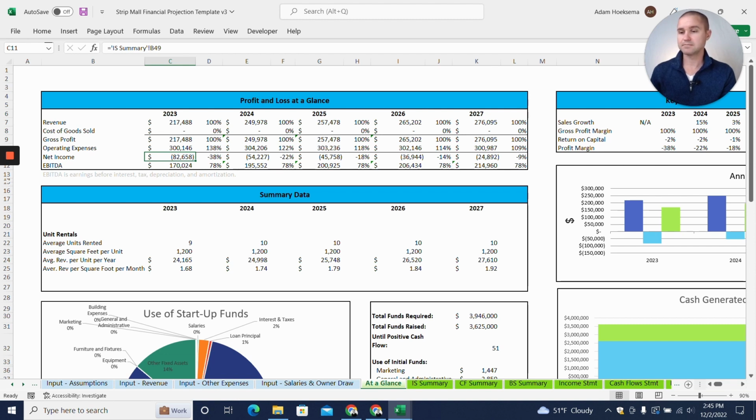And so you'll notice in this example, we have a net income of negative 38%, but an EBITDA of 78%. So, substantial differences between net income and EBITDA. So just keep that in mind as you're filling this out. Okay, so that's really it. That's the pretty simple, straightforward strip mall financial model for you.